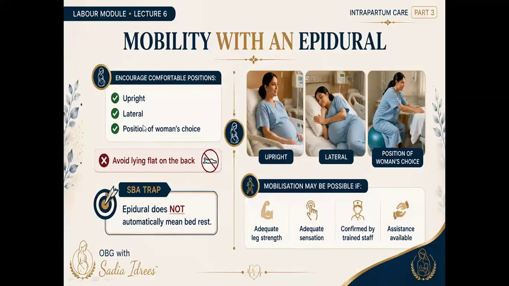What should we avoid? Prolonged lying completely flat on the back. Think about the physiology. A gravid uterus in the supine position can compress the inferior vena cava, reduce the venous return, and contribute to hypotension.